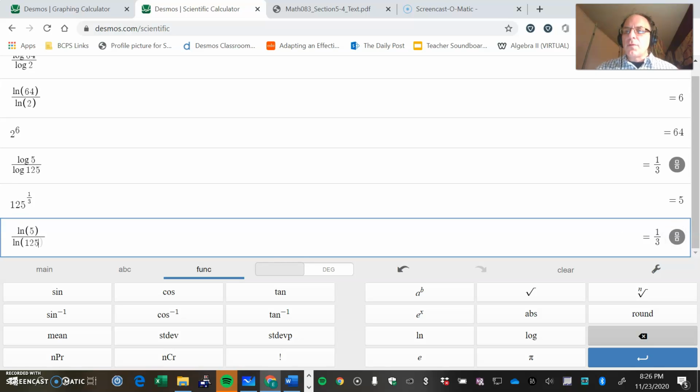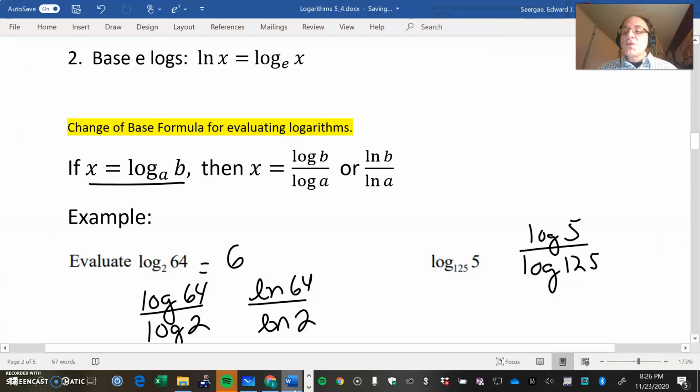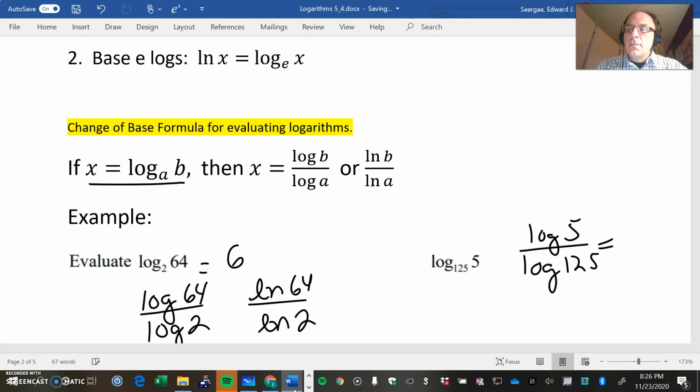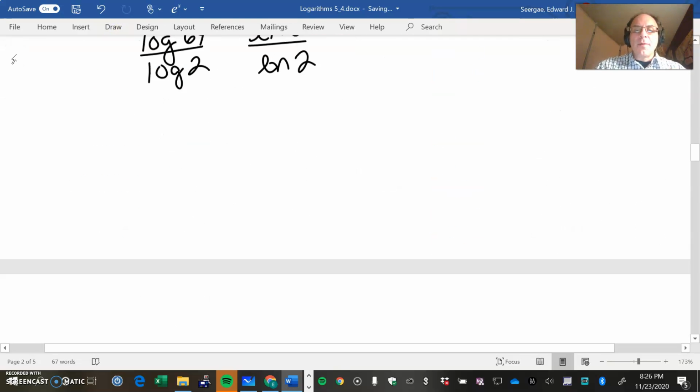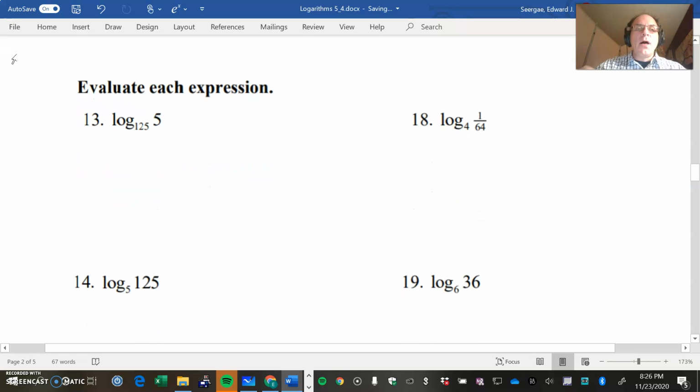And that's 0.333, which is the same as 1/3. Okay? So we can do that for all of them. So what I'll do is I'll just put in the change of basis, and then you can use your calculator to go back and evaluate them. I'm not going to spend too much time on that. You guys can do that on your own, evaluating each expression.